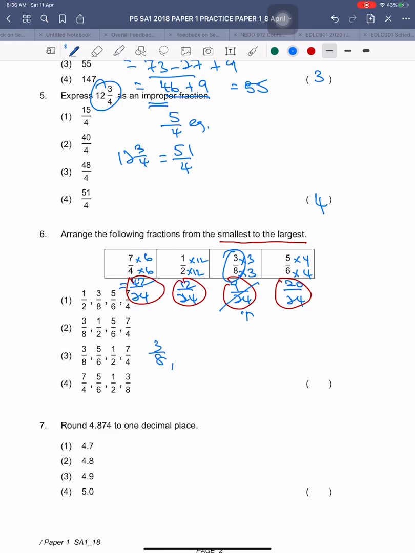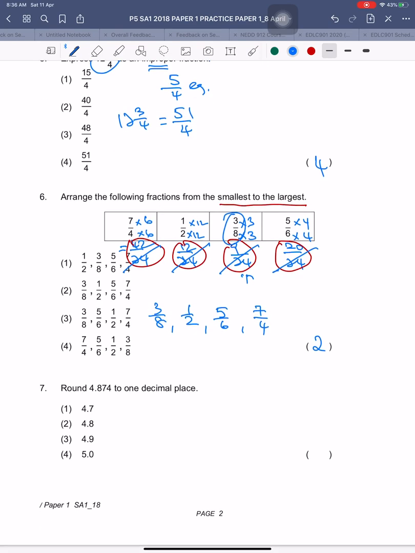Next smallest is 12 over 24, so half. Next is 20 over 24, so it's 5/6, and the last one is 7/4. Alright, so which one is the answer? Okay, correct. So answer is 2.